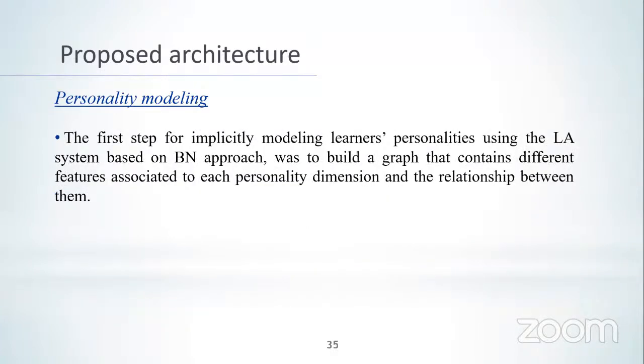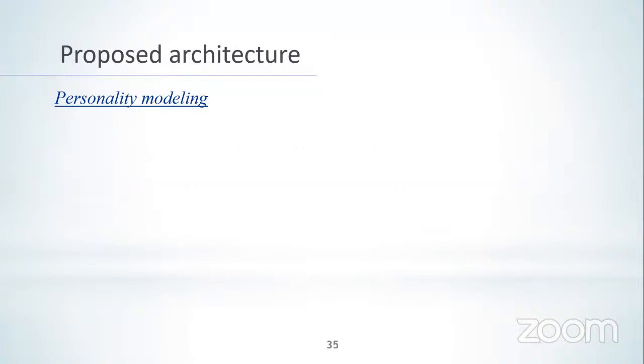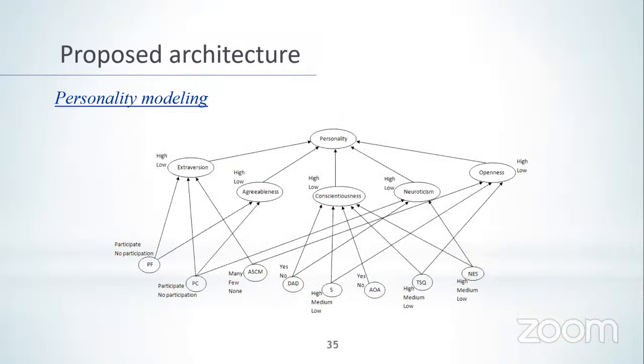The first step for implicitly modeling learners' personalities using the learning analytics system based on the Bayesian network was to build a graph that contains different features associated to each personality dimension and the relationships between them. Here we can find our proposed graph for the proposed features for the five personality dimensions. For example, for extraversion, we have participation in forum, PF, participation in chat, PC, and access to supplementary course material, ASCM.